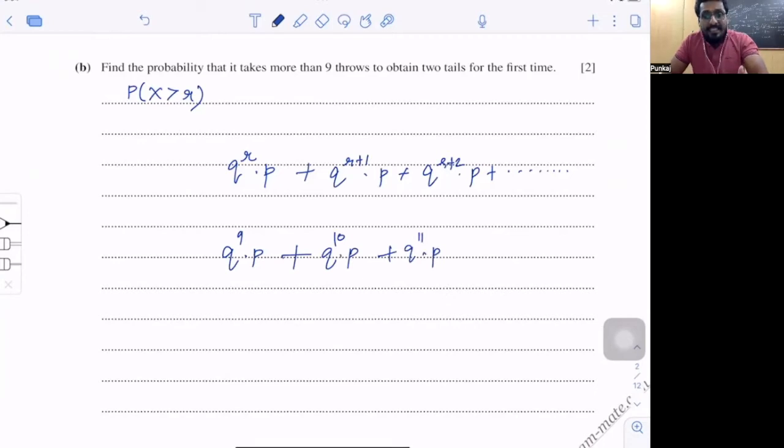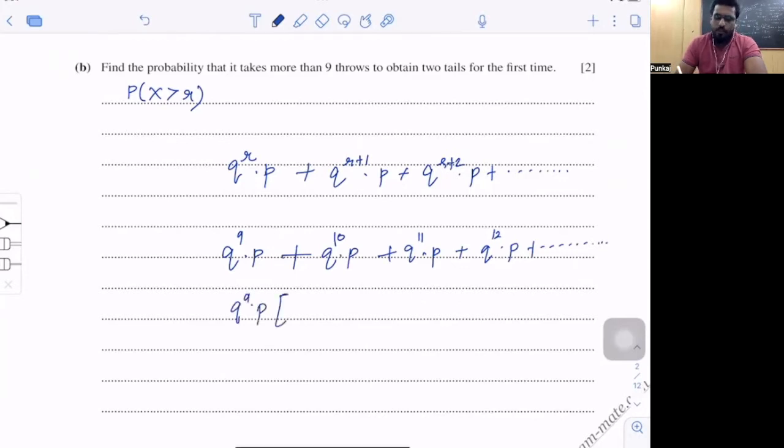We were unsuccessful for the first 11 throws and successful in the 12th throw, or unsuccessful for the first 12 and successful in the 13th, and so on. It will keep on coming like this up to infinity, right? So from all the terms you can take out p and q raised to 9 common. So q raised to 9 is common, p is common.